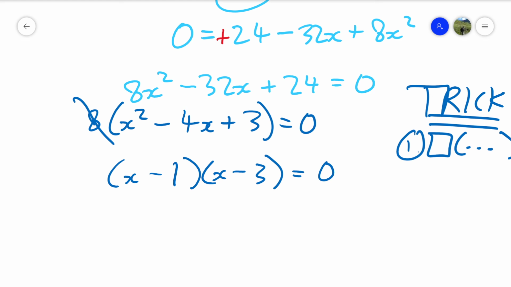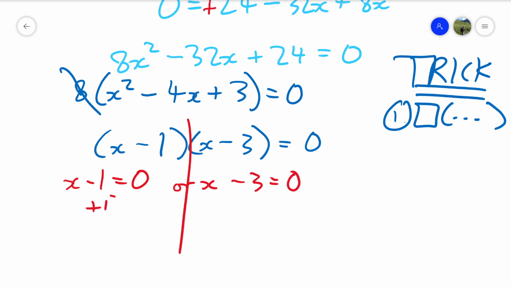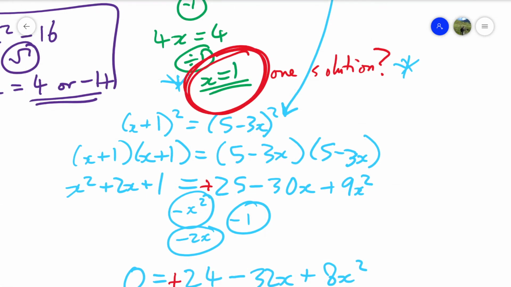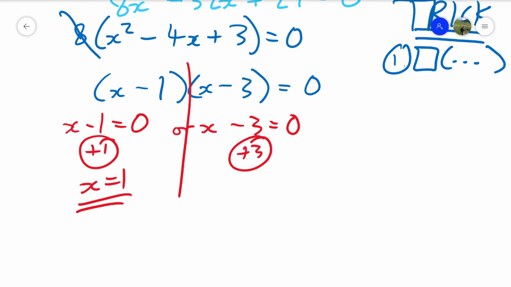As I said before, this course isn't really about diving deep into solving quadratics, so let's just not worry about that. Basically, that is correct. You can go away and think about it if you like. x minus 1 equals 0, or x minus 3 equals 0. I'm going to add 1 to both sides, which gives me x equals 1. Oh, look, that's the answer we found earlier. But the answer we lost was this one, which is x equals 3.